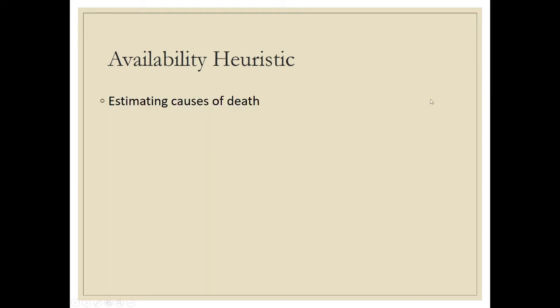Okay, let's have a look at the availability heuristic in how people estimate the causes of death. And obviously, estimating the cause of death affects a lot of decisions we make. Do we fly or do we drive? What sort of mode of transport do we take, right?